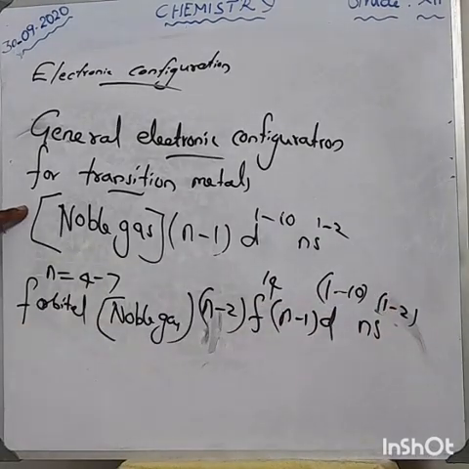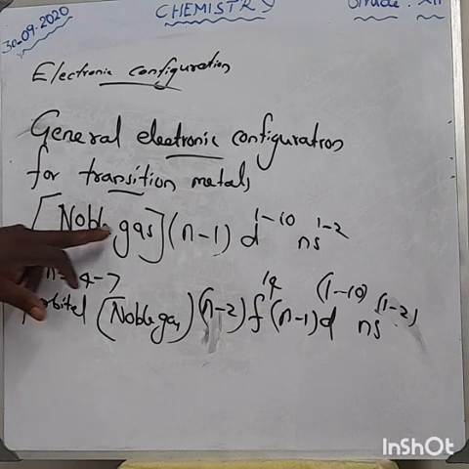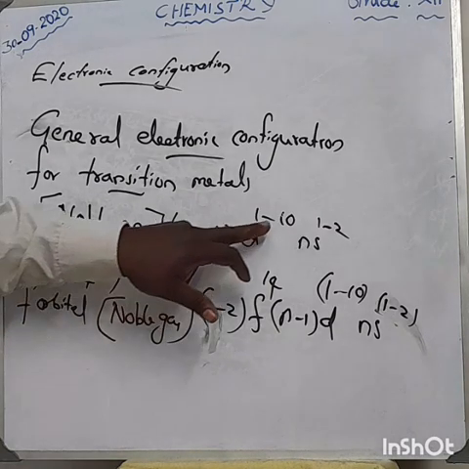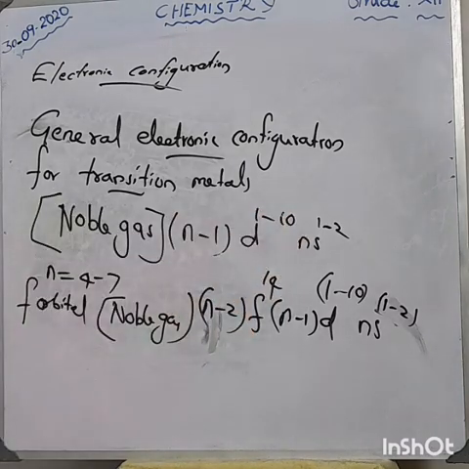What about the transition metal here? Noble gas (n minus 1) d 1 to 10, ns 1 to 2. Okay, this is about the one-word question.